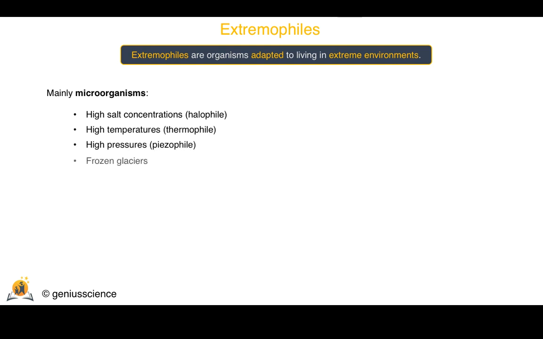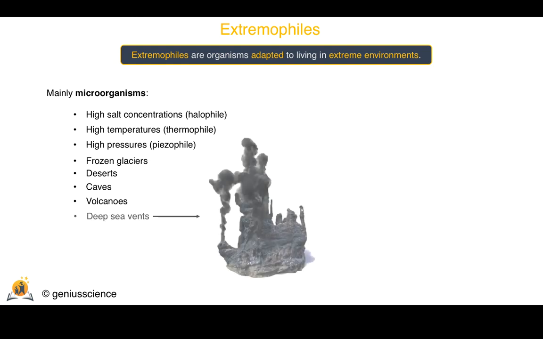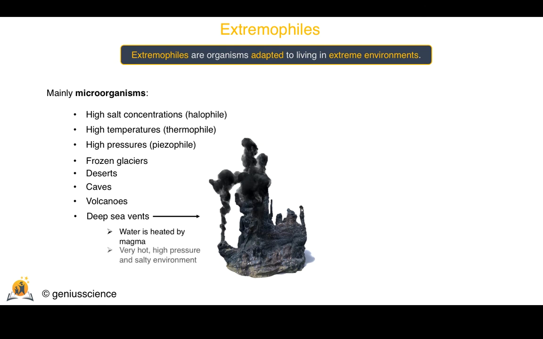Extremophiles can also be found in frozen glaciers, deserts, caves, volcanoes, and even deep-sea vents as seen here. Inside these vents, water is heated by magma, and it's a very hot, high pressure and salty environment. Interestingly, some animals are extremophiles. For example, the deep-sea anglerfish.